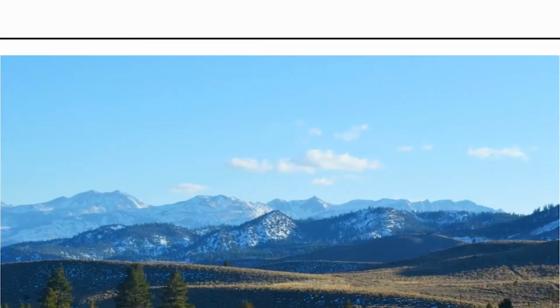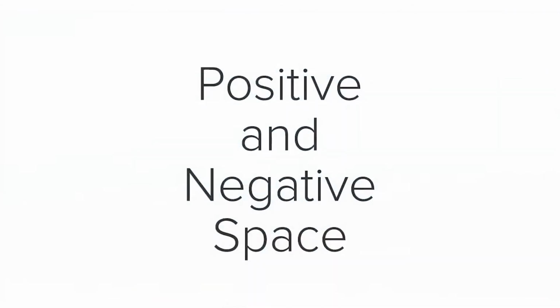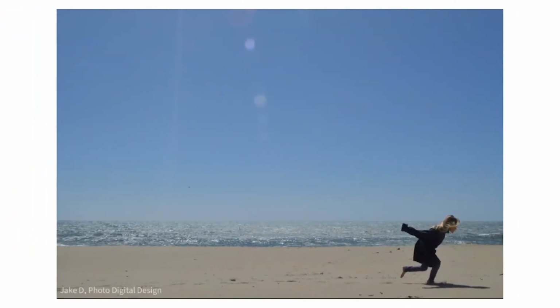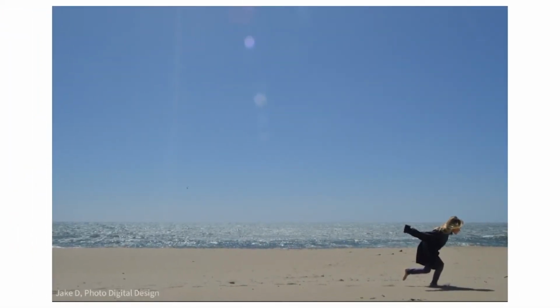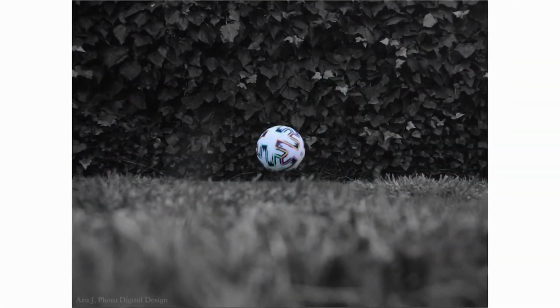Atmospheric perspective means that objects get lighter and hazier as they go back in space. Positive space and negative space are also used by photographers. Positive space refers to the objects in the frame, and negative space is the space between and around the objects.